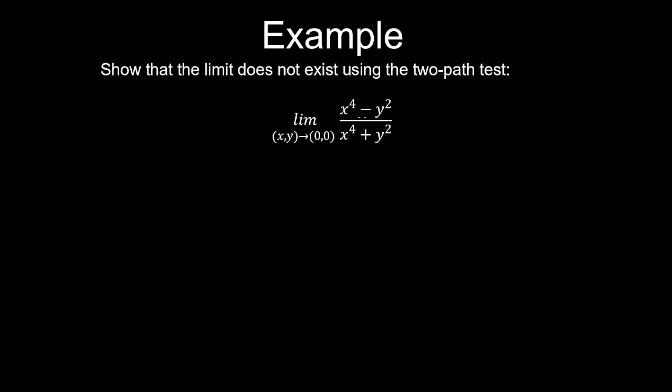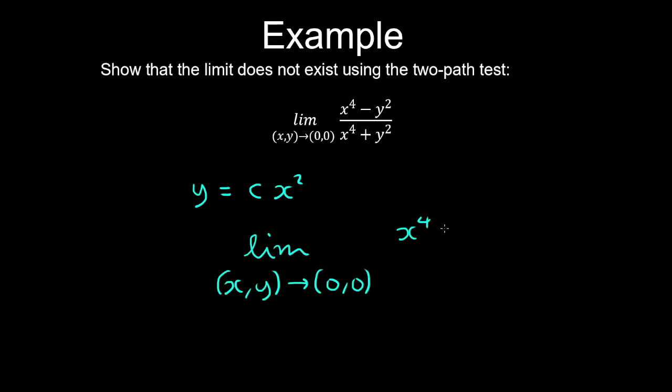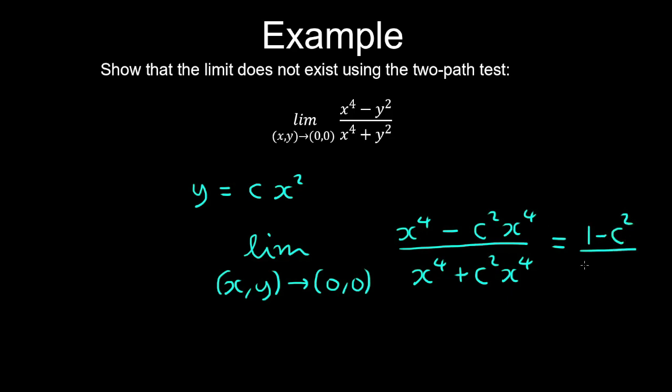Let's show that this limit does not exist using the two-path test. So we'll try to eliminate x by taking y as a parabolic path. So suppose y is a constant by x squared, then we can rewrite this limit as xy approaches the fixed point. So we have x to the 4 minus c squared by x to the 4 over x to the 4 plus c squared by x to the 4. So factoring out x to the 4, we can cancel them out. And therefore, we get 1 minus c squared on 1 plus c squared.